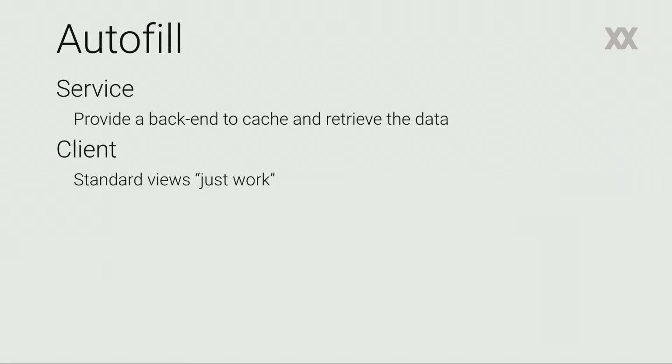The standard views just work. If you're using text view, if you're using edit text, we know how to receive this information, interact with the service already, so you don't need to do anything for standard views. If you're using custom views, or if you want to provide more information about standard views, we have APIs for providing hints to us about what the value types are, as well as APIs to tell us more about your custom views and how you want to interact with that.